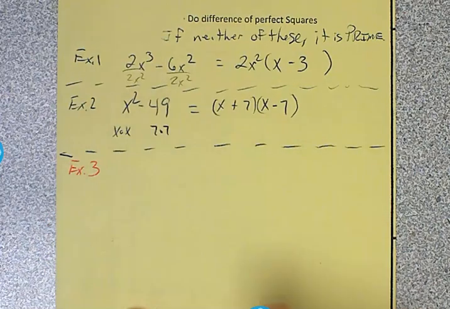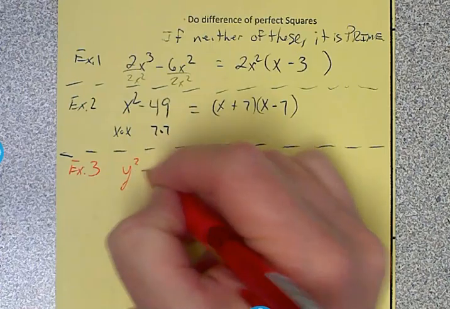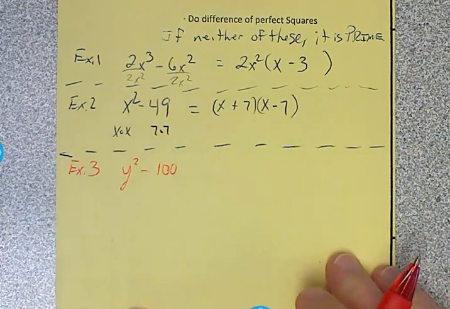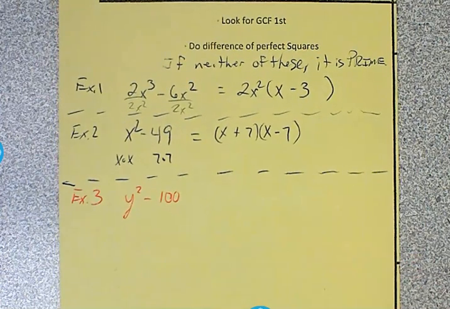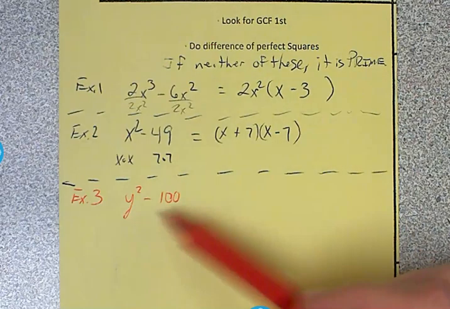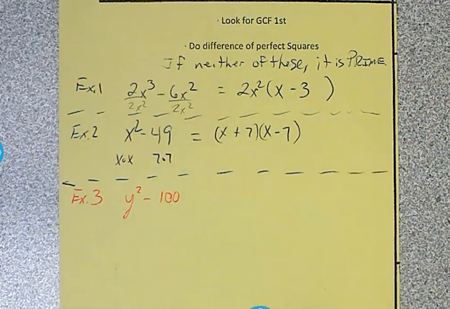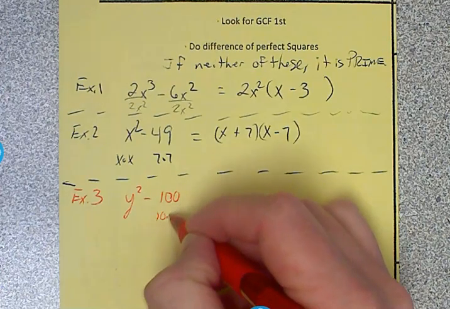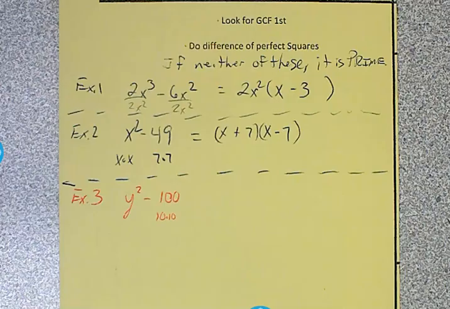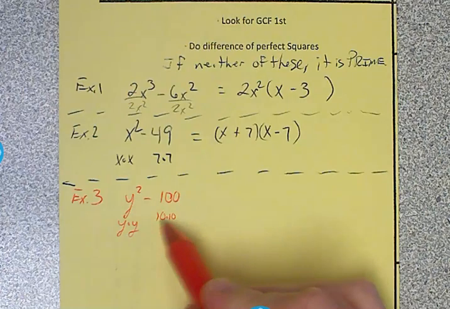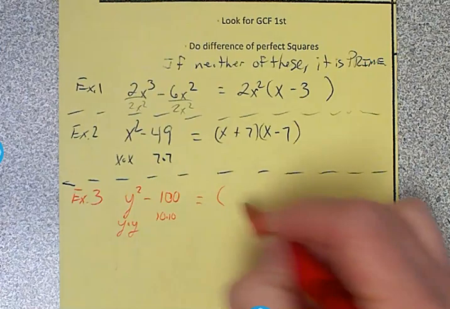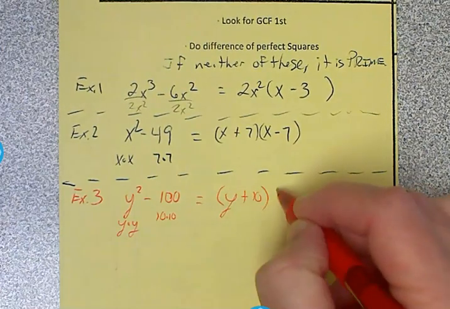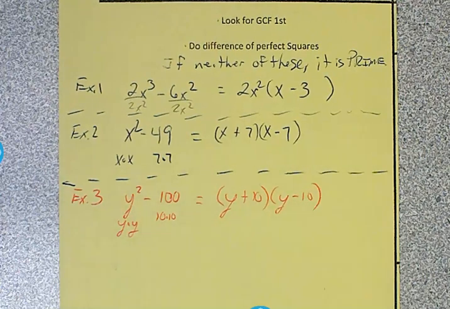All right, I'll show you a couple more of those just to make sure you got it. Let's do y squared minus 100. Again, you always look for greatest common factor first. Y squared and 100, there's not a greatest common factor. But if you think about 100, that's 10 times 10. Y squared would be y times y. So as long as this is some number times itself, then basically you've got a shortcut. One of them's going to be y plus 10. The other one will be y minus 10.